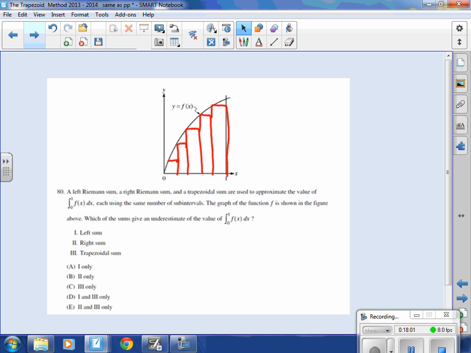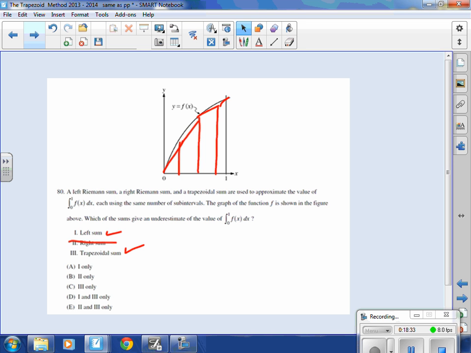Where it's concave down is that. I'd say trapezoid would too. Does the right sum give me an underestimate? Well, the right edge has to touch. Does the right edge give me an underestimate? Not at all. And then the trapezoid, well, you'll be able to see this. I make some trapezoids here. Over or underestimate? Underestimate.